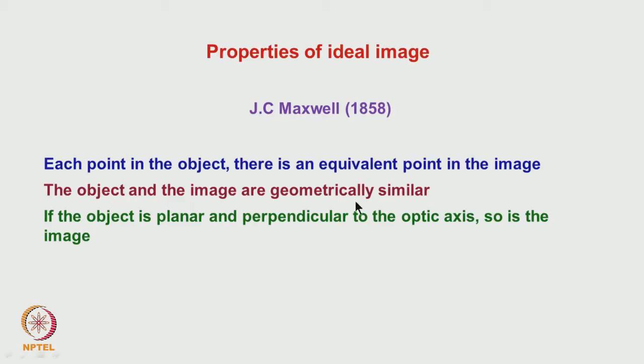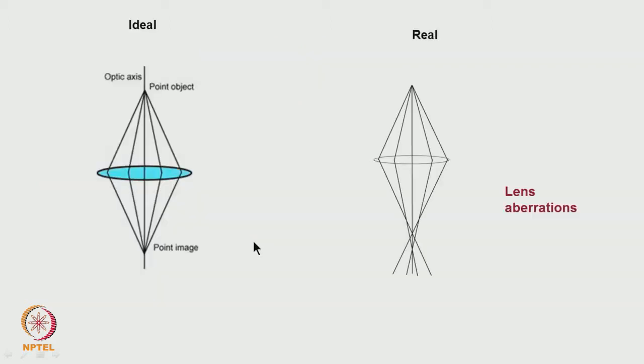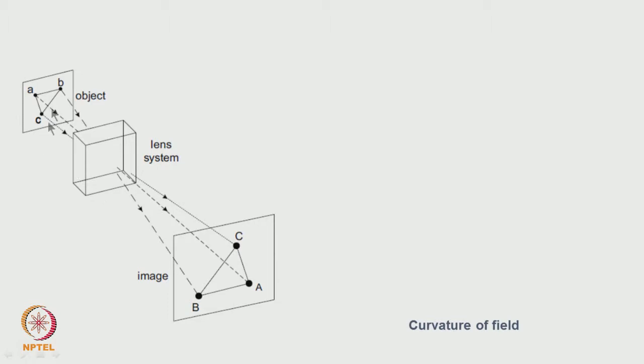The next point which he has mentioned is that the object and the image are geometrically similar. What does it mean? If the object has a particular shape, the same shape should be reproduced in the image as well. And the third is, if the object is planar and perpendicular to the optic axis, so is the image.